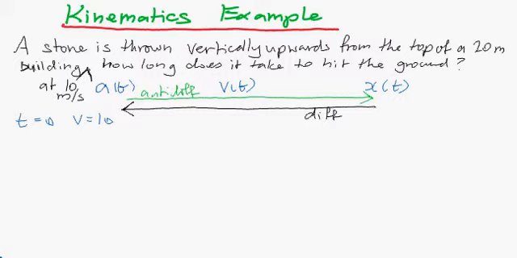What else do we know? We know that at t equals 0, we are at the top of a 20-meter tall building. X, which is displacement, is 20. So here I've decided to measure x from the ground. You don't necessarily have to do that, but that's what I've chosen. X equals 20. So let's walk through and see what this really gives us.